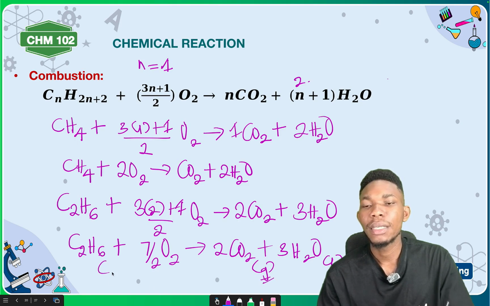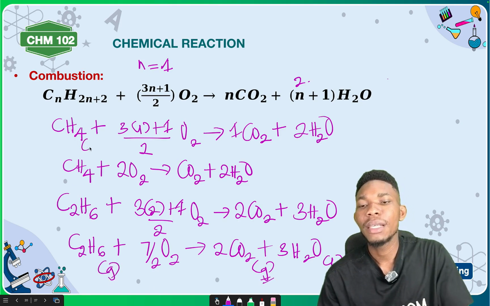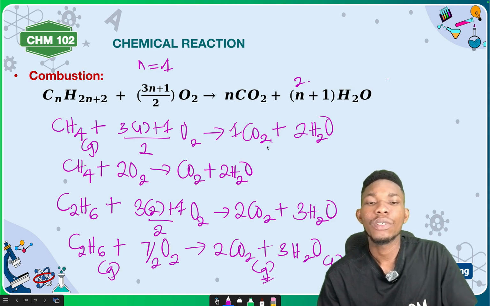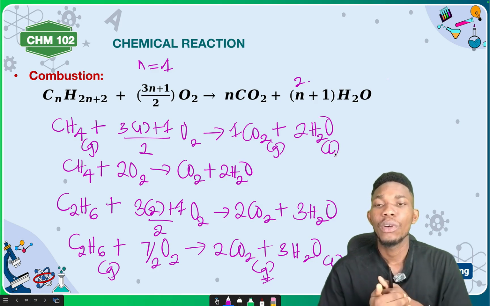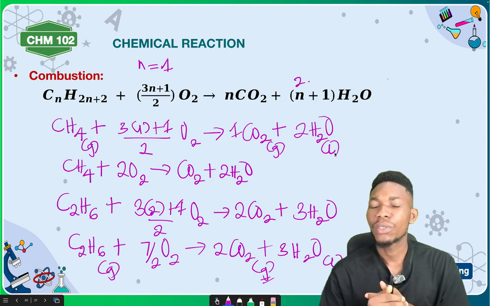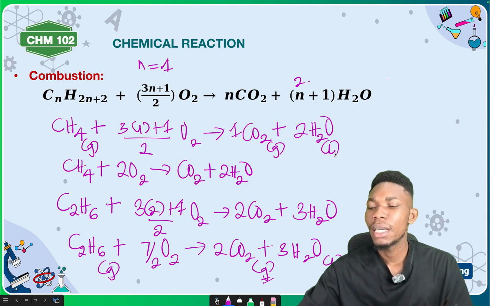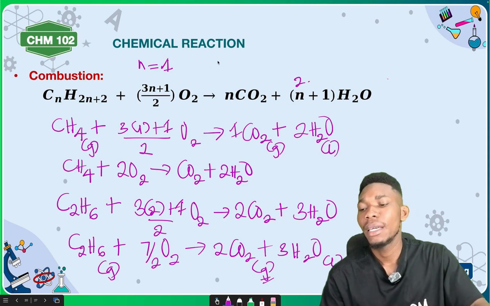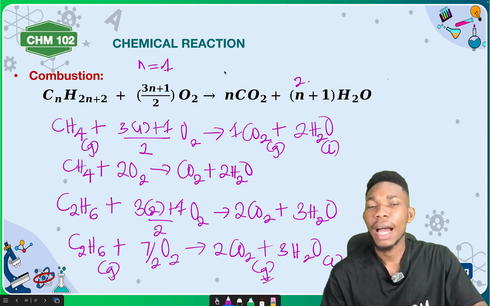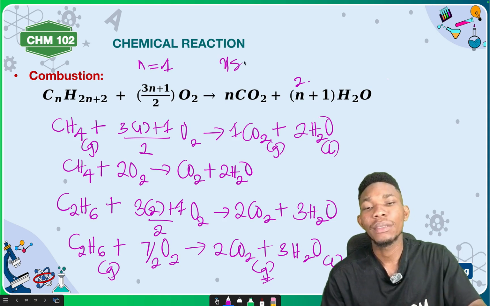The H2O is liquid. The alkanes are gas. Ethane is gas. Methane is gas. Of course, all these will give us gas, and then here is liquid. Is that understood? So that is basically how a combustion reaction takes place. And they actually emit a large amount of heat, and that is the reason why these hydrocarbons are used as fuel.